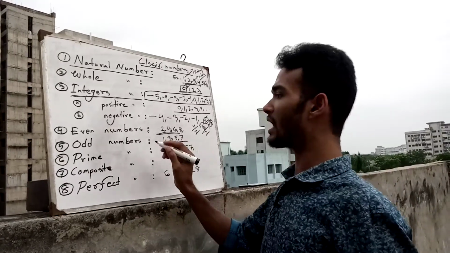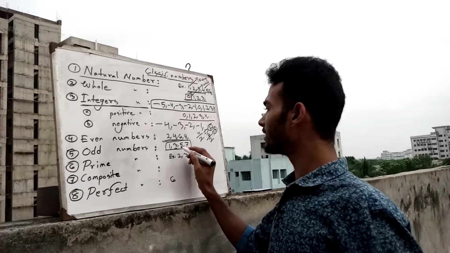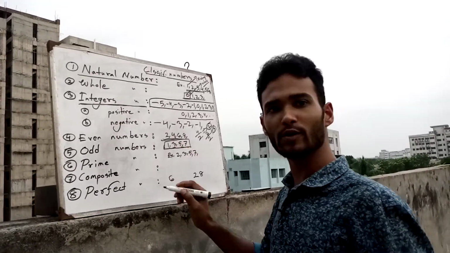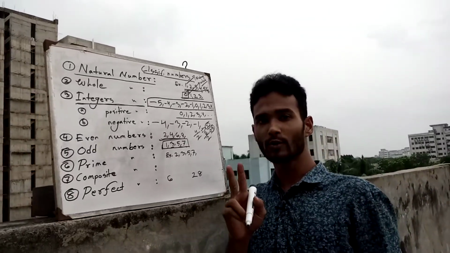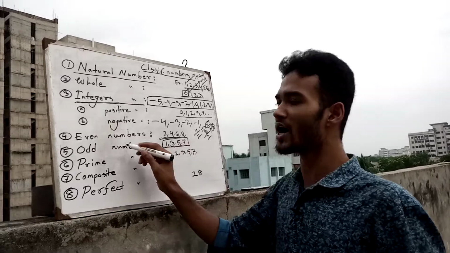Our odd numbers start from 1, then 3, then 5, then 7. That means starting from 1, we have to add 2 each time to go to the next odd number.